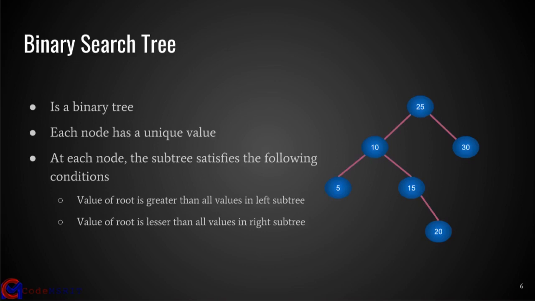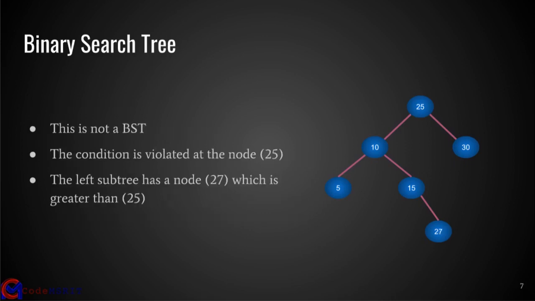We consider a particular kind of a binary tree called a binary search tree. A binary search tree is a binary tree which satisfies the following conditions. Each node contains a unique value, usually called a key. At each node, the keys in the left subtree are lesser than that in the node and those in the right subtree are greater. The tree shown in the figure is not a binary search tree because it violates the condition of binary search tree. Node 27 which is in the left subtree of 25 is not lesser than 25.